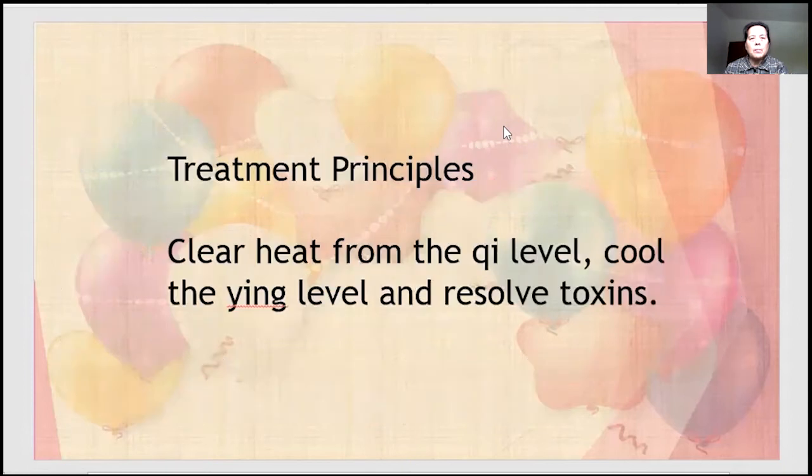So that's the pathogen going to a deeper level. So mainly in this level, we clear heat, because the heat is more severe compared with the superficial level. And we're also talking about cooling the ying level. So still clear heat, still clear heat. For this severe kind of heat, we think about toxin. So that's the result of toxin.